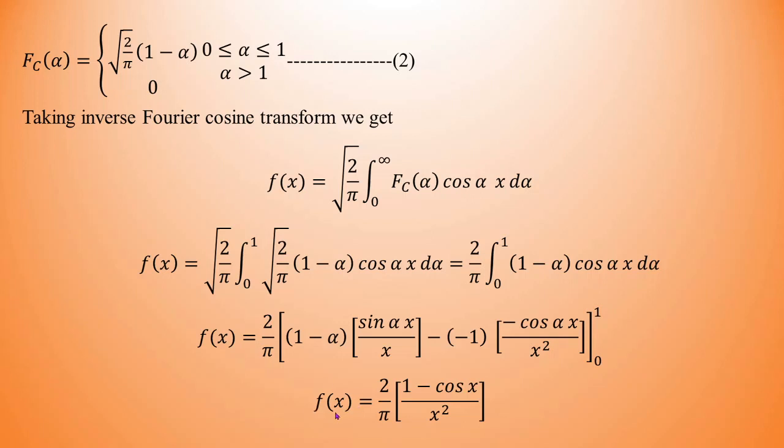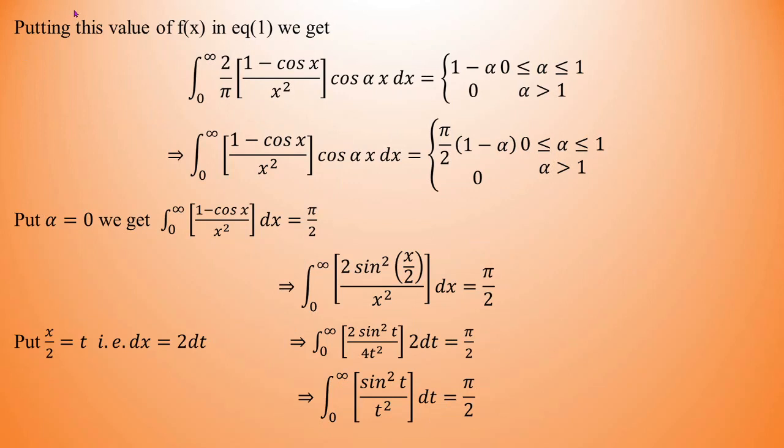So the value of f of x which will satisfy the given integral equation is 2 by pi times 1 minus cos x by x square. So the first part is over. Let's move to the second part, that is, to evaluate this integral. What we will do is put the value of f of x in the integral equation 1, the given equation. So we have this type of expression. Let's rearrange. I'll take this 2 by pi to the right hand side, so we have pi by 2.